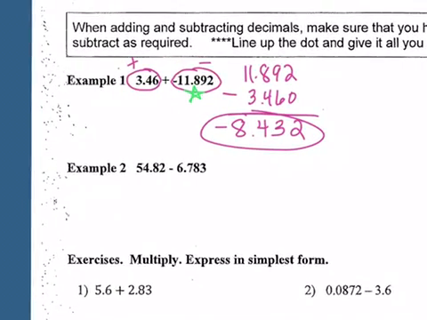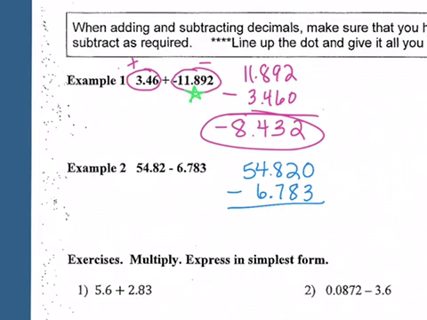On example 2, 54.82 minus 6.783. All we need to do is make sure that we line our decimals up, and we can add a 0 if we need to. We're just going to subtract. Same thing, those integer rules. I've got a positive and a negative. So borrow from your 8. 11 minus 8 is 3.